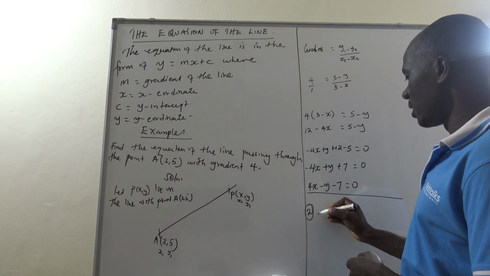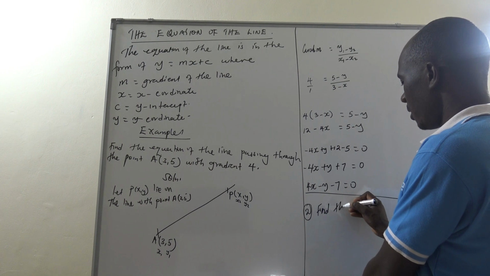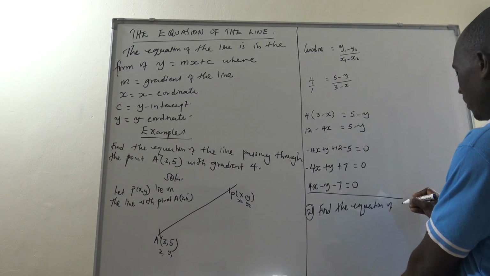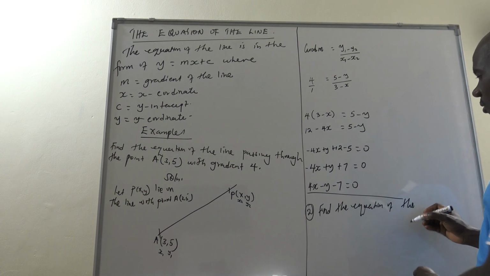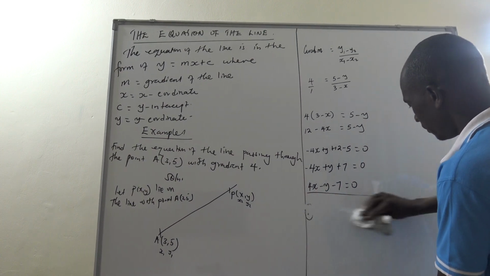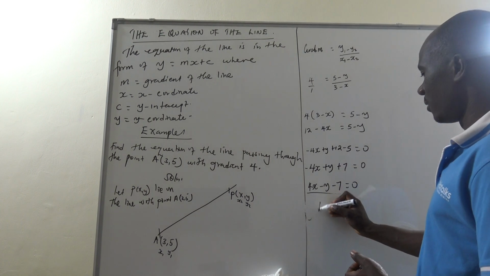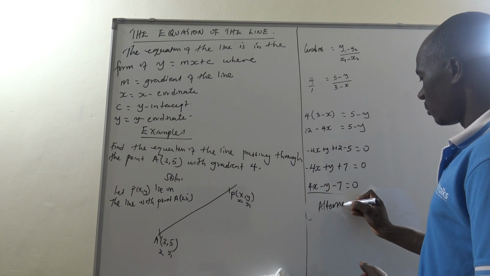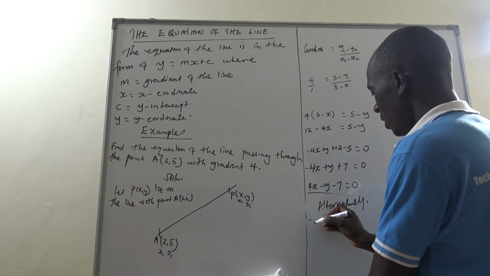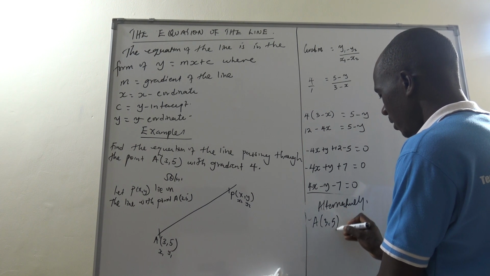Then the second item is find the equation of the line. But before we go to that one, we can even look at an alternative. Let's first look at the alternative. Alternatively, you can say we have got the point A(3, 5).